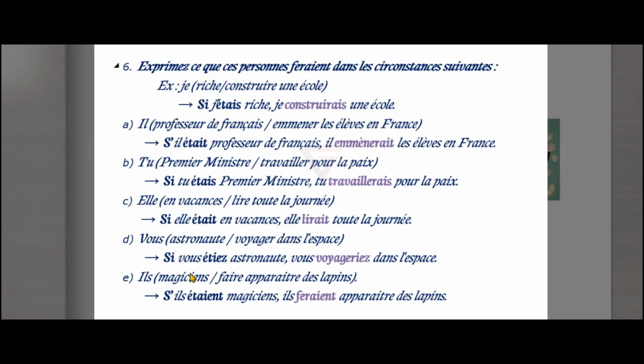Then if you were an astronaut, you would travel in space. So again here it's être in the imparfait, ÉTIEZ for vous. Here it's an ER verb, so directly add the ending for vous, IEZ.